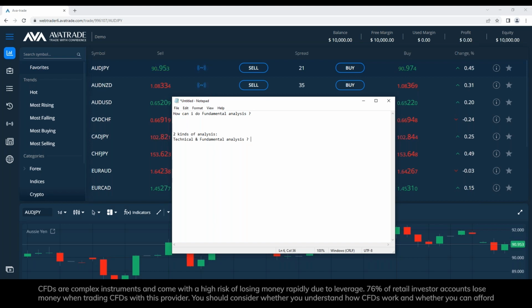Jeffrey, also technical. Okay, what about fundamental analysis, guys? Don't you think that it's important? Let's understand what it means. Technical analysis equals information inside the charts.